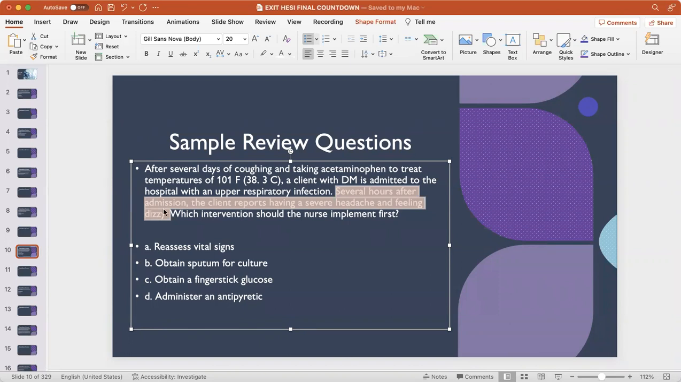So several hours after admission, the client reports having a severe headache and feeling dizzy on top of already getting his baseline vitals. So when we know this and there's a change and it's an acute change, we have to do a focused assessment. Always with a focused assessment whenever we have an acute issue. Does that make sense? It's confusing, but think about it.